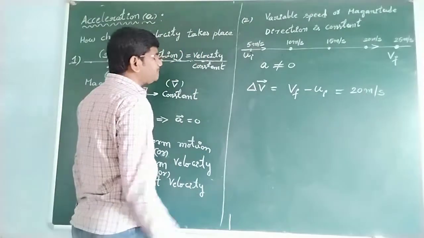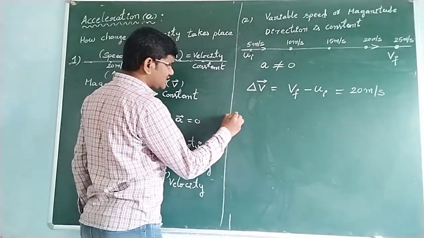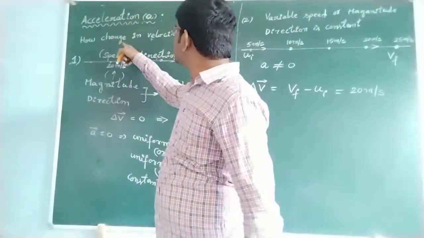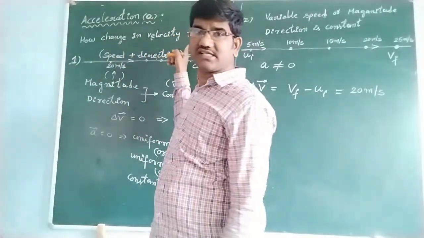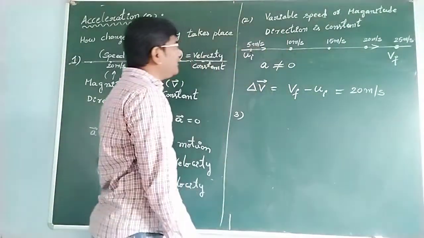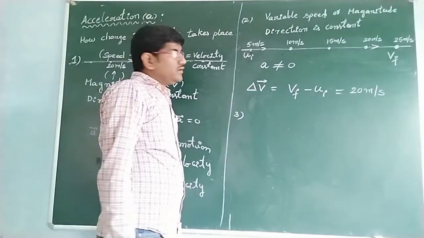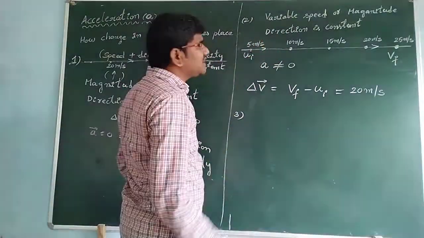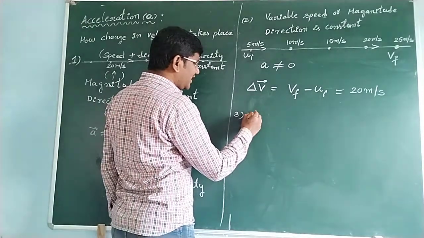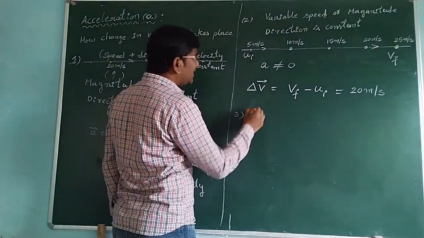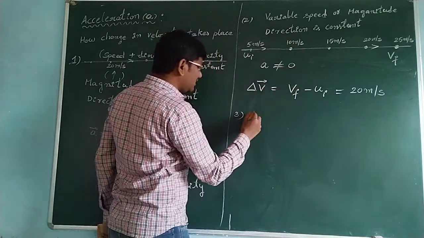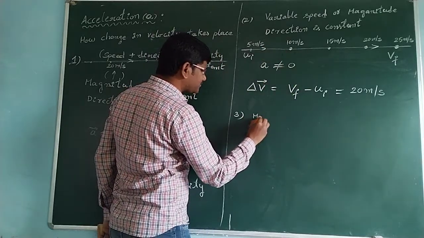And the next one, the third one. So we are discussing cases of change in velocity, how change in velocity takes place. Okay students, these cases we are discussing. So now the direction is changing and the speed is constant. Now I am taking the direction changing and the magnitude constant.